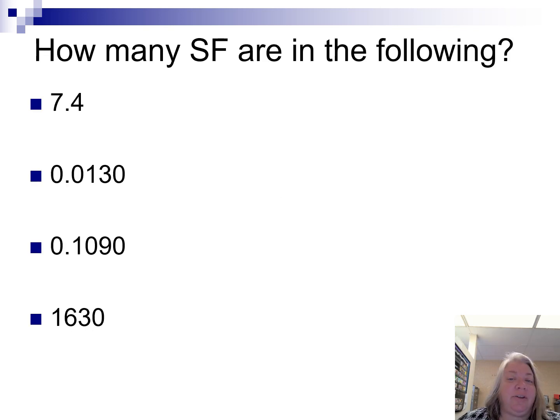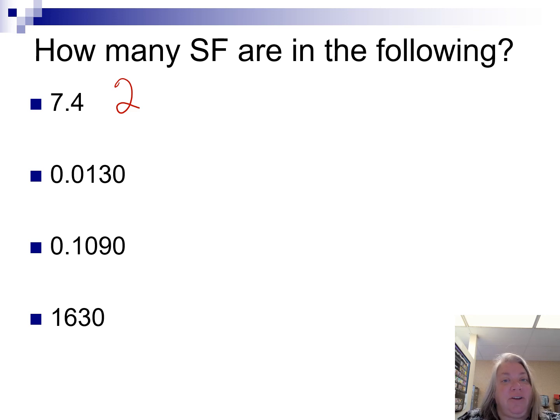So counting sig figs is pretty straightforward. In this first example, we have 7.4. Now we know anything that's not 0 is always considered to be a sig fig. So in this particular number, we have 2 sig figs.